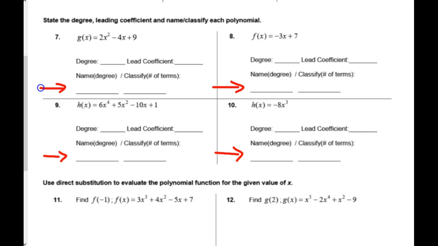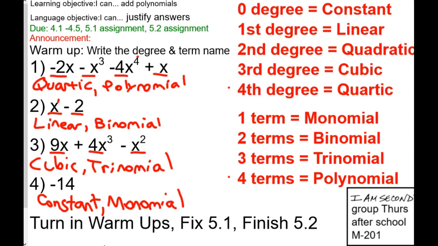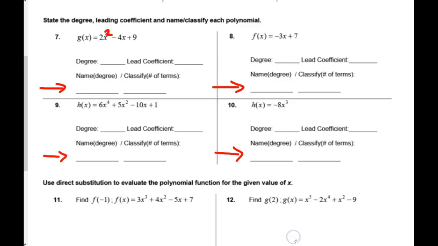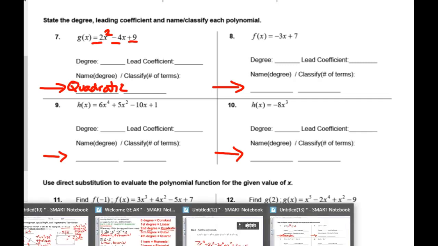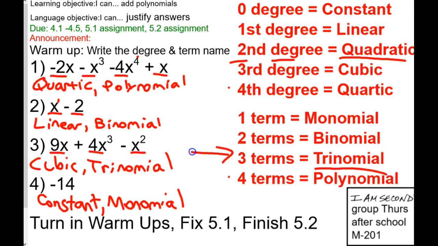Okay, pencil. All right, here we go. Let's try number 7 together. So, we're going to name it by its degree. So what's the highest degree here? 2. Well, what is that? Second degree is quadratic. Okay? Now remember, all those words are on the notes I just passed out to you. Quadratic. And then how many terms? 3 terms is called a trinomial.